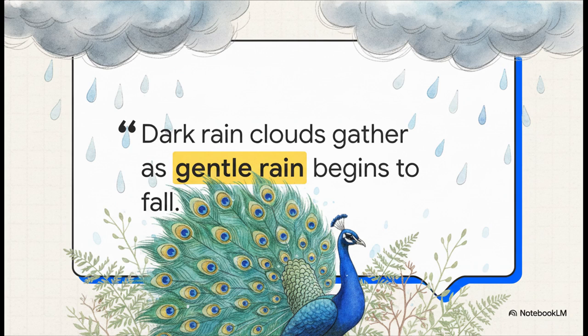Quote, "Dark rain clouds gather as gentle rain begins to fall." It's right in this exact atmospheric pocket, that calm right before the storm, that the real action begins. The peacock lets out its natural call, totally breaking the quiet of the forest, and then slowly, deliberately spreads its enormous, colorful tail. That gentle rain provides the absolute ultimate dramatic backdrop for this big reveal.